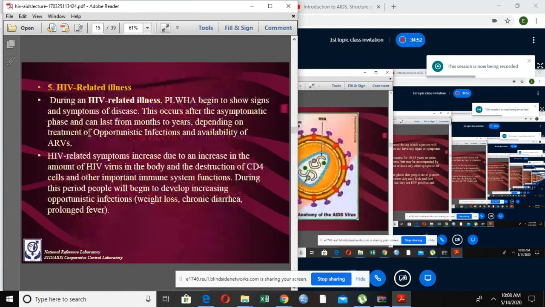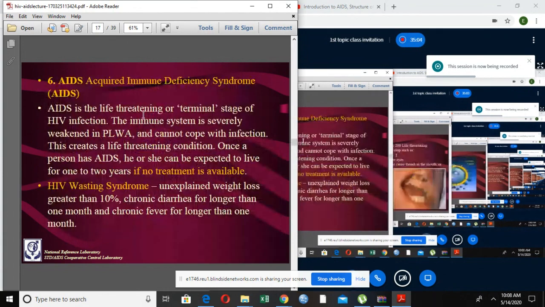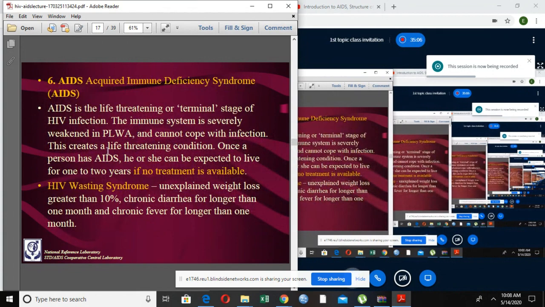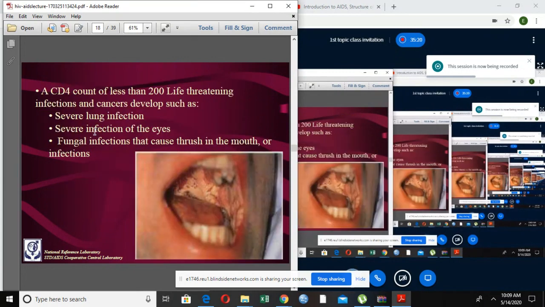Then after that, the illness comes in. The illnesses are not that severe, but they're starting to show up. Then after that we have AIDS, where full-blown infectious diseases come in, because the HIV viruses are very many in the body, and your immune cells are low. So you start to develop bacterial infections, other viral infections, and fungal infections that cause diarrhea and many other infections in your body.